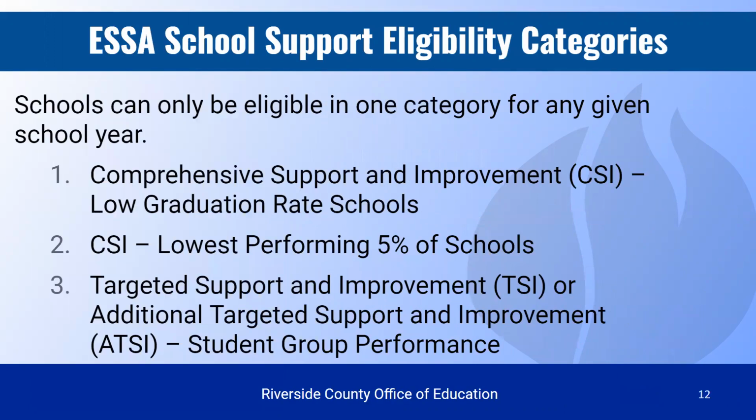To meaningfully differentiate support for schools, there is a series of hierarchical school support eligibility categories. This means that schools can only be eligible for one category in any given year. The first category is Comprehensive Support and Improvement, or CSI Low Graduation Rate. The second category is CSI Low Performing, and the third category, TSI or ATSI, is based on student group performance. We'll go into details about each of these three categories on the next slides.